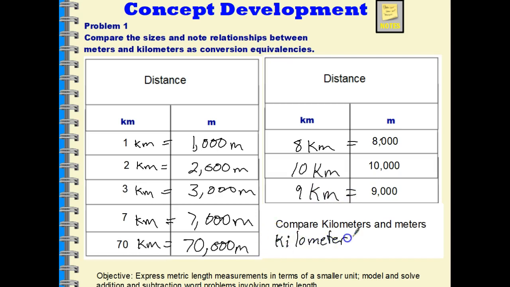Kilometers are 1,000 times bigger. Or a meter is 1,000 times smaller.